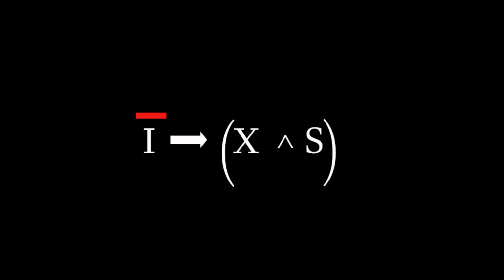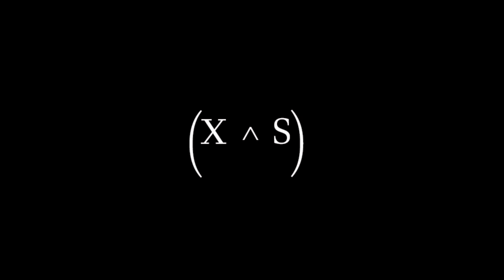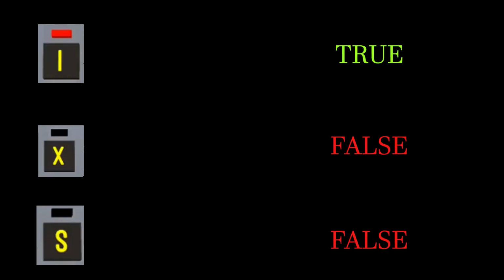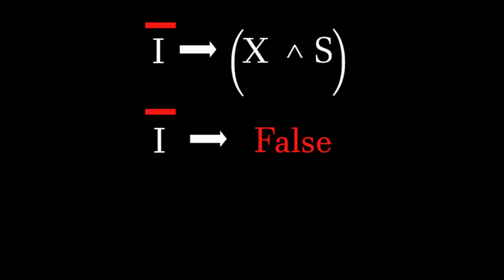Okay, let's look at the parentheses. We have X and S with an AND gate between them. Since S and X are both false, the expression is false. Now let's use that expression for I. It has an implies left gate.